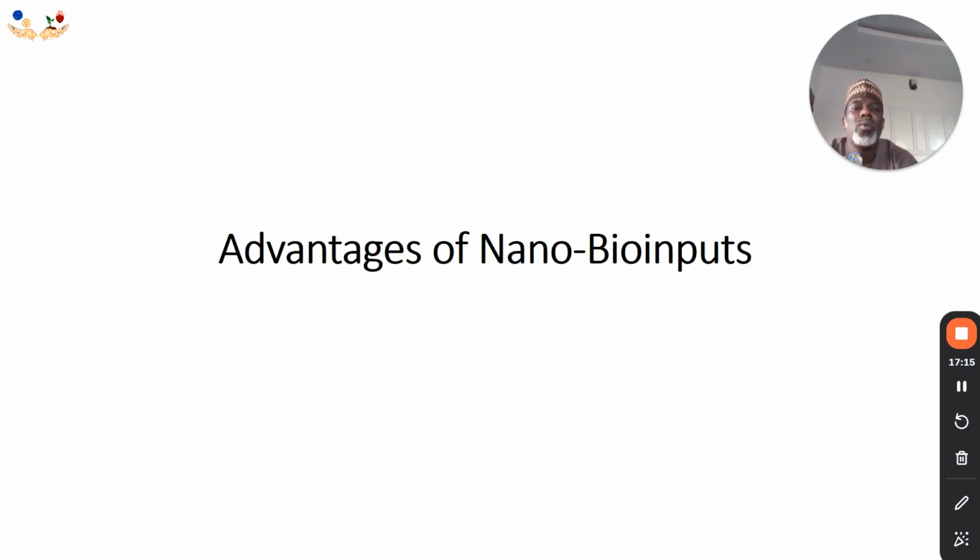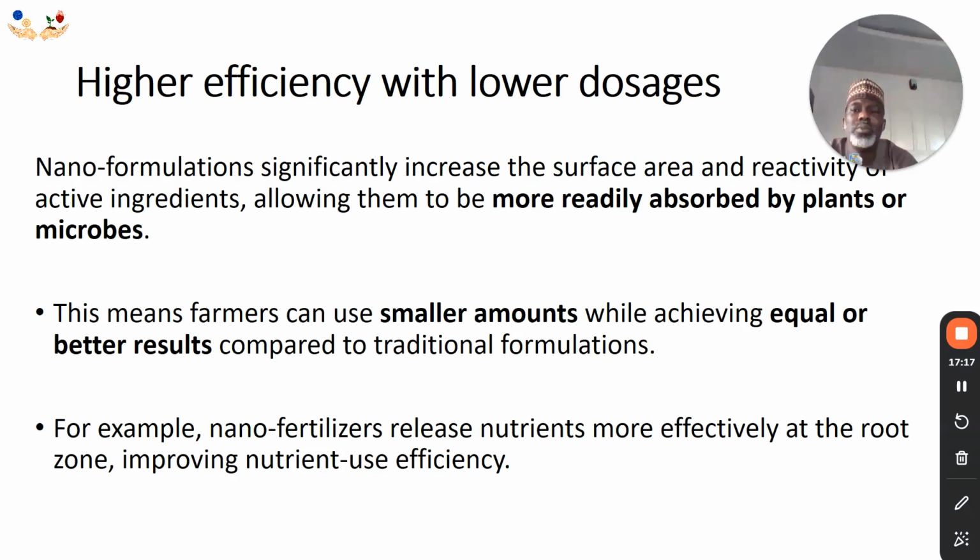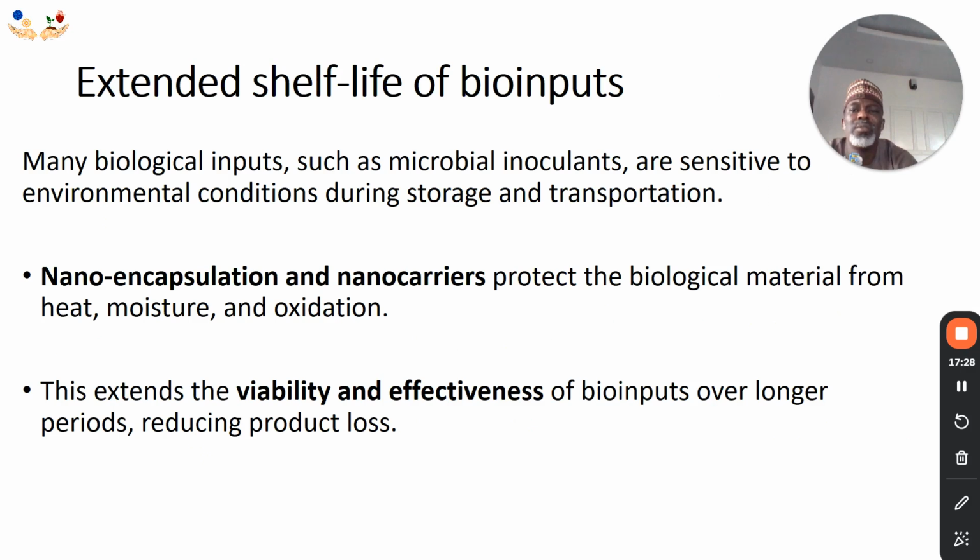What are the advantages of nano bio-inputs? Higher efficiency in terms of lower dose: they are readily absorbed by plants and microbes, and farmers can use them in smaller amounts while achieving equal or better results when compared to the traditional formulation. Extended shelf life of bio-inputs, because nanoencapsulation and nanocarriers protect biological material from heat, moisture, and oxidation. In fact, they extend the viability and effectiveness of bio-inputs over a longer period of time, reducing losses.